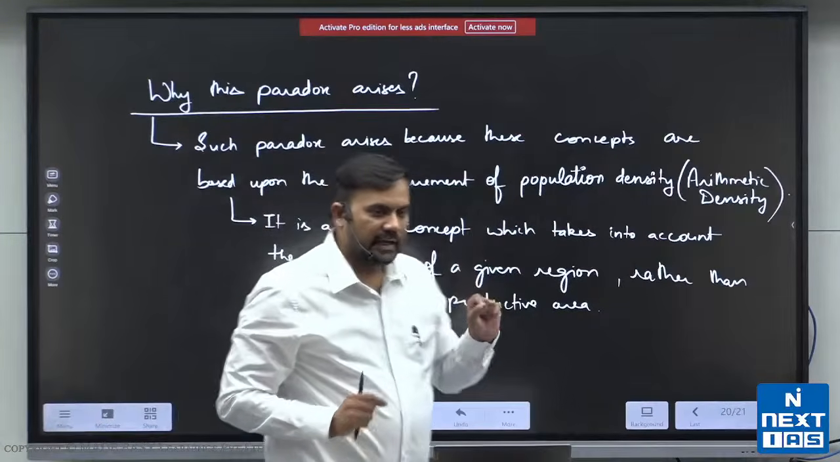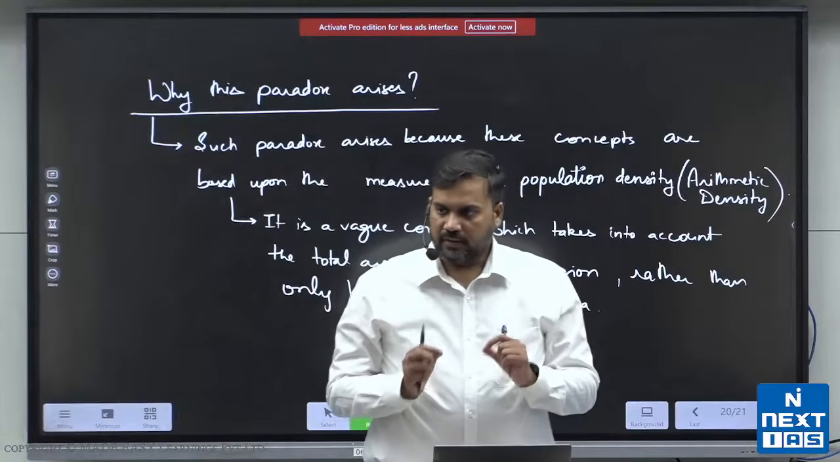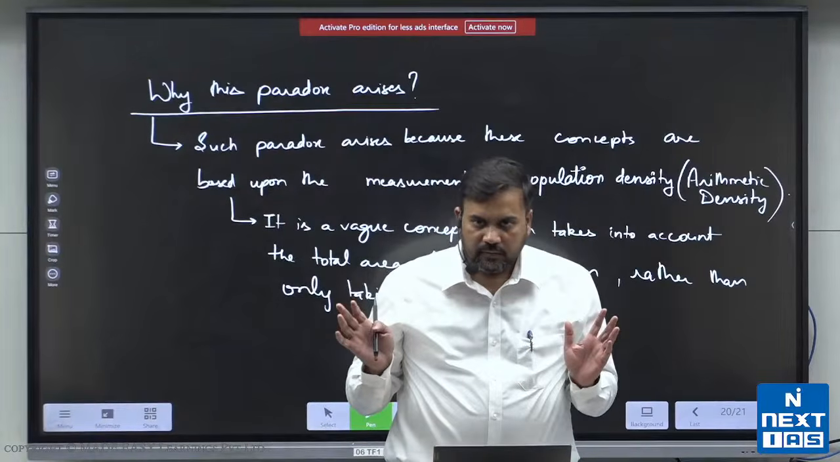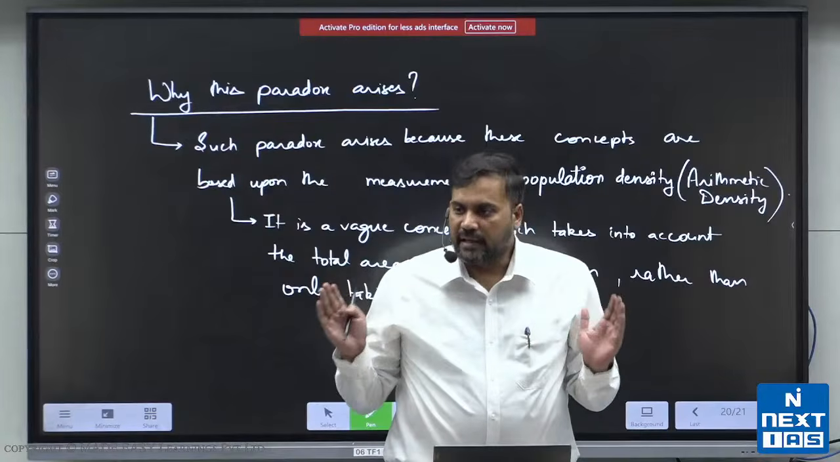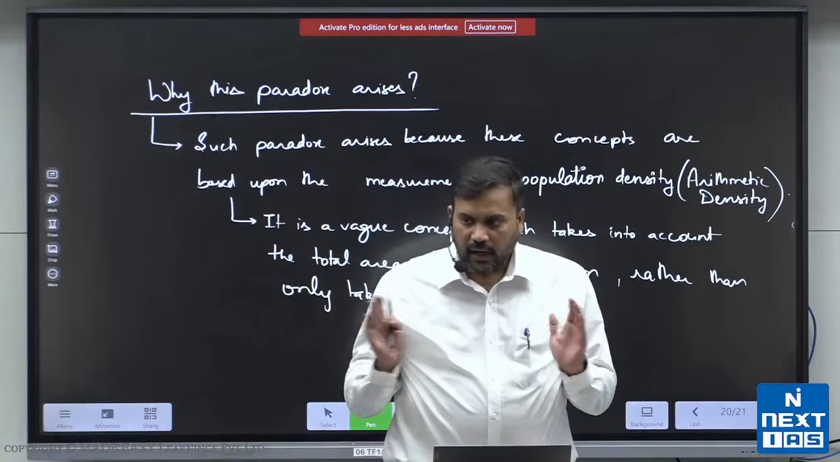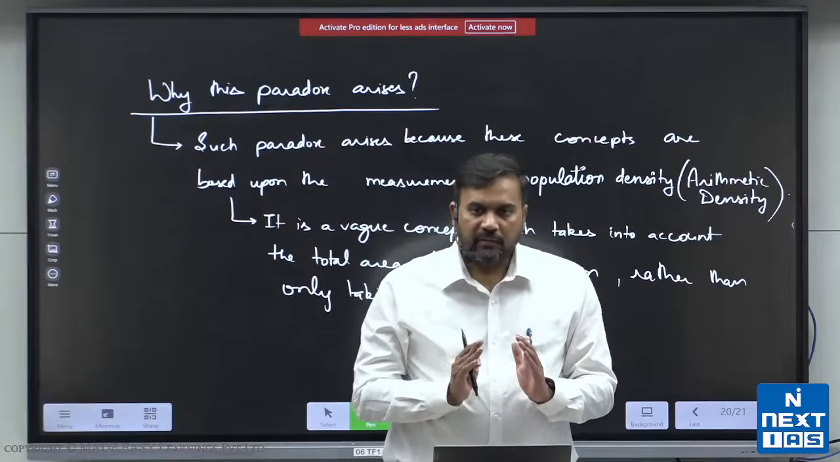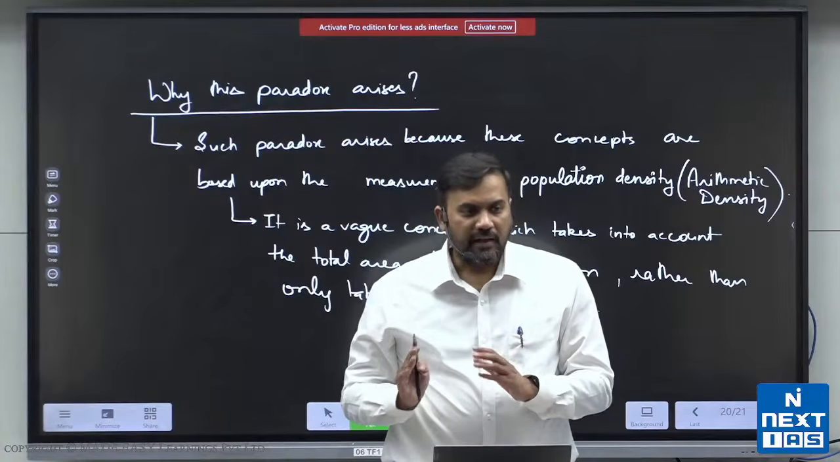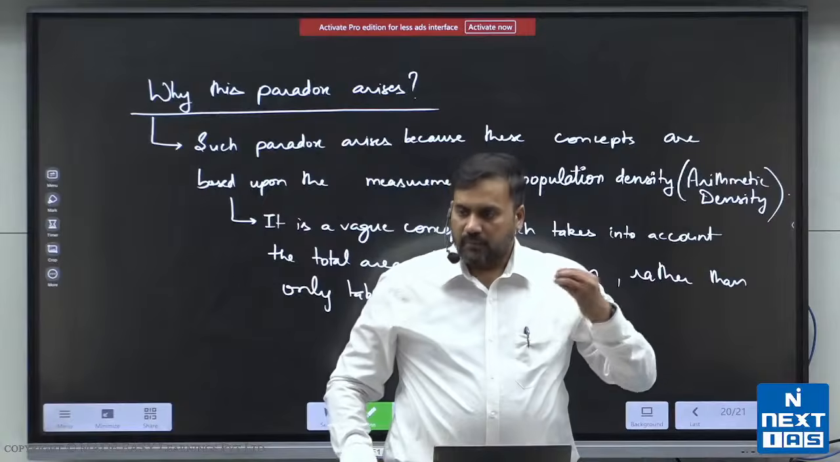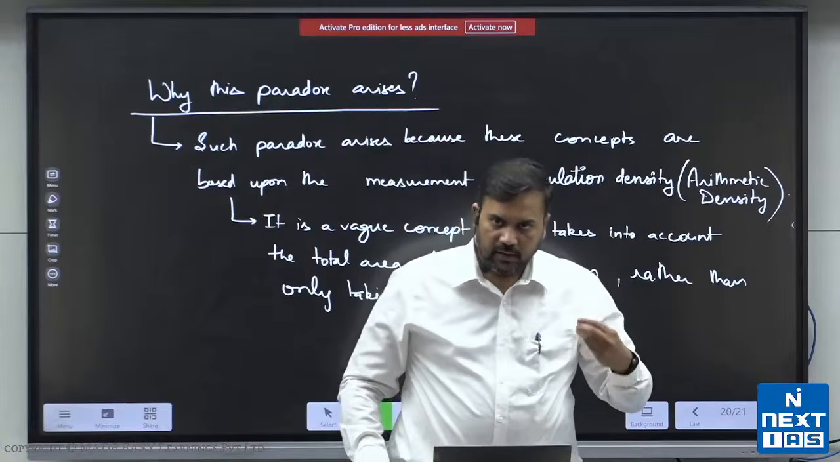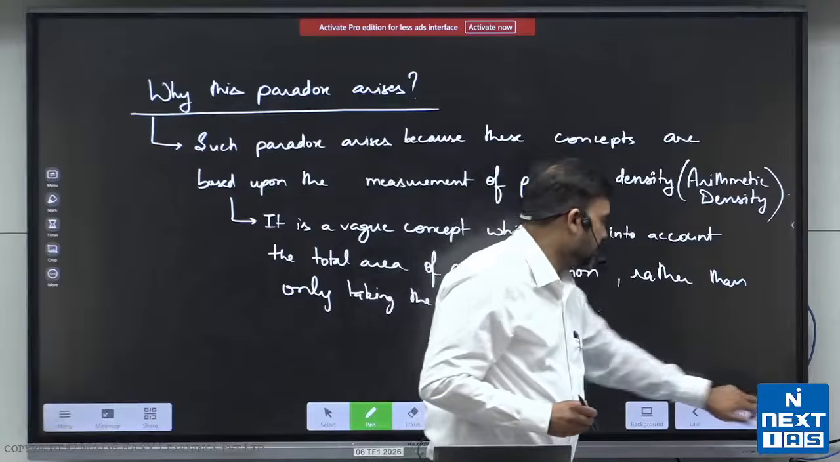So this is what we are trying to say. Arithmetic density as a concept is doing what? It is giving a vague idea. Okay, it is talking about aggregate land area. However, ideally what should be done? Productive land area should be taken. And therefore, to measure population density there are also newer methods, and what are these methods?